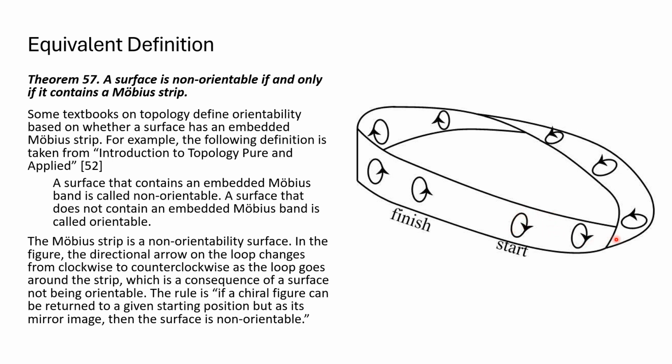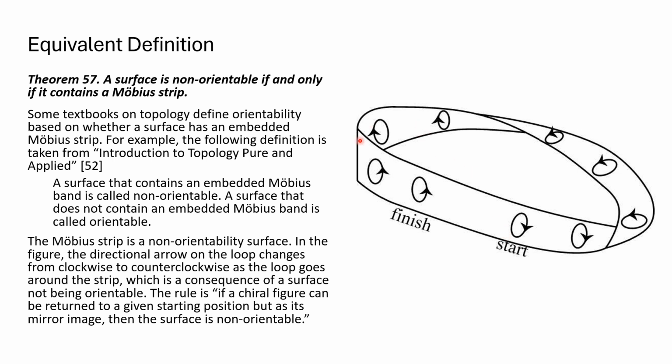And you notice as you hit the twist here, it's turning about, and then by the time you get back here, the little figure is going in the opposite direction. So that violates what you need to have happen for orientability. If you can go around a loop and come back to a starting point within a figure and the orientation of your chiral character changes, then it's non-orientable.